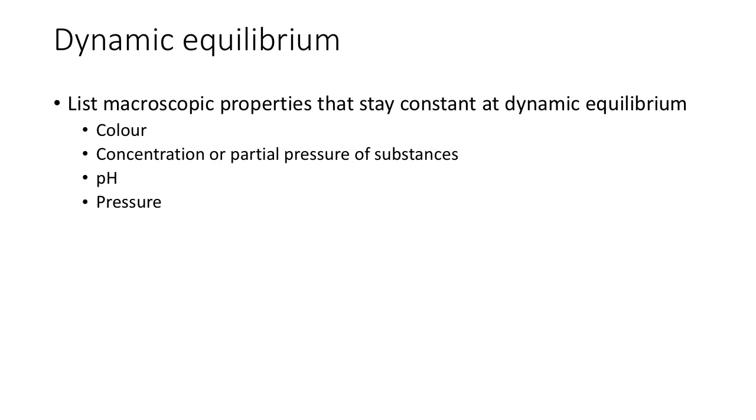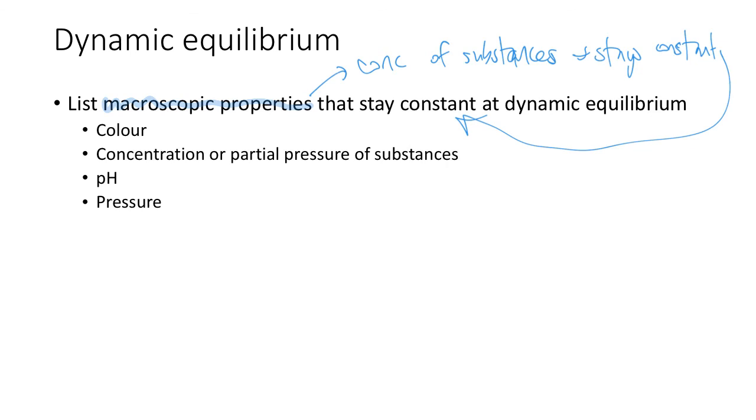Okay, so dynamic equilibrium then has certain macroscopic properties. What does the word macroscopic mean? Okay, the macroscopic properties are the properties that you can observe, right? And they stay constant because those macroscopic properties are linked to the concentration of substances within those mixtures. Okay, and since the concentration stays constant, therefore these macroscopic properties stay constant. So what kind of macroscopic properties? You've got things like color, concentration or partial pressure of substances, the pH, and the pressure of the system overall. Those are the macroscopic things that don't change because the concentration doesn't change.